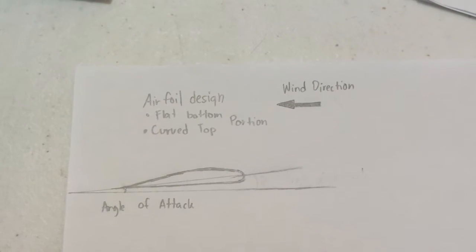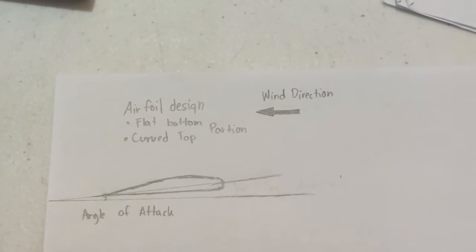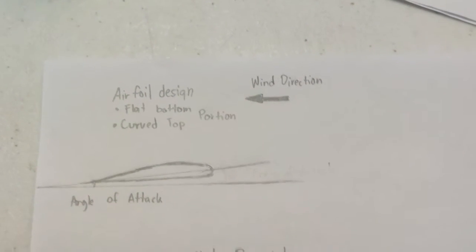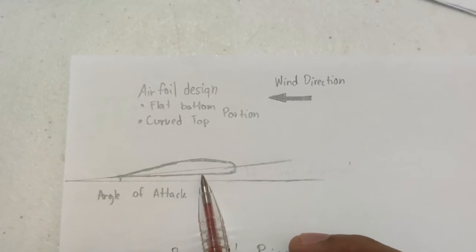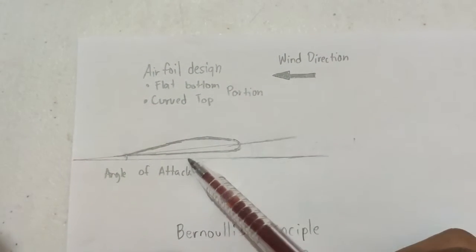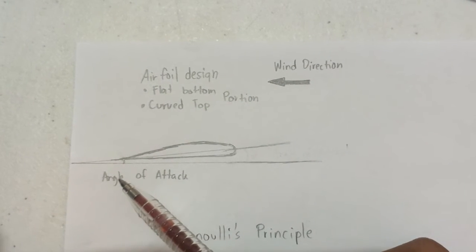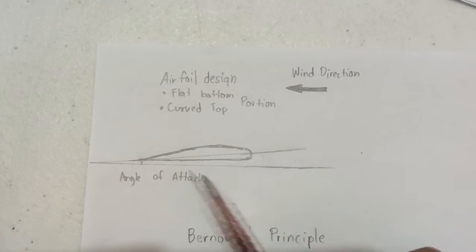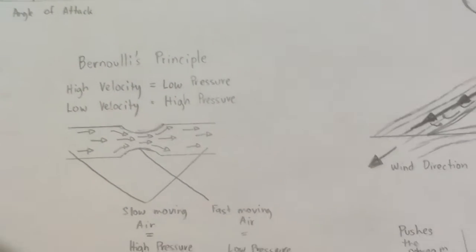So the theories behind the lifting forces of a wind are the airfoil design, the Coanda effect, and Bernoulli's principle. Now, the design of the airfoil, which is shaped like this, has a flat bottom and a curved top. And sometimes when it is placed on an airplane, it has an angle of attack. The first theory is Bernoulli's principle.